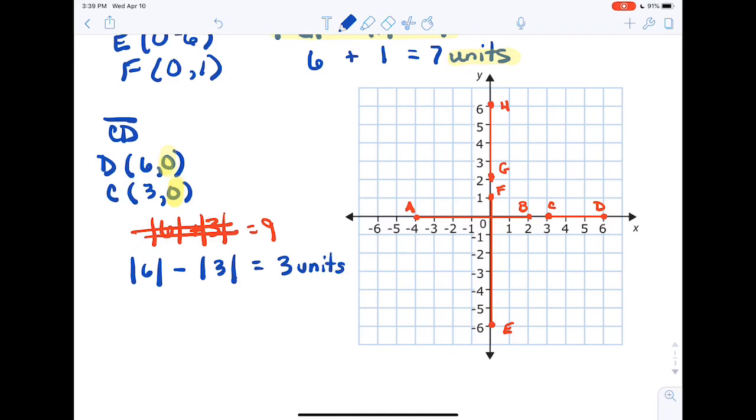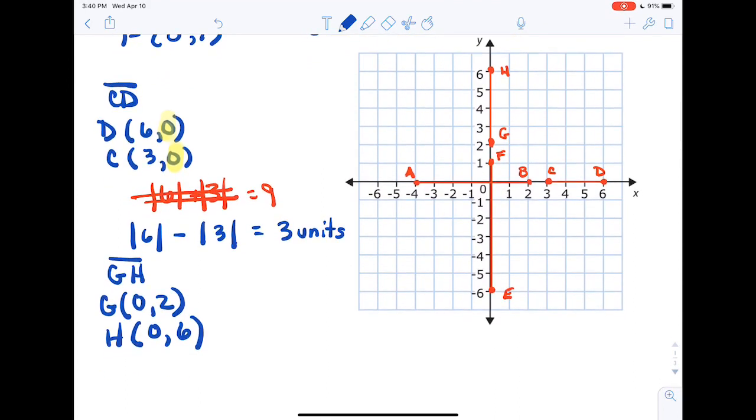Let's do another one that's a little bit tricky. We're going to look at GH. And let's write down those points. G is going to be 0, 2, and H is going to be 0, 6. Now, what we have to do here is just kind of think about it and use a little bit of common sense. That's really what's going to help us out here.